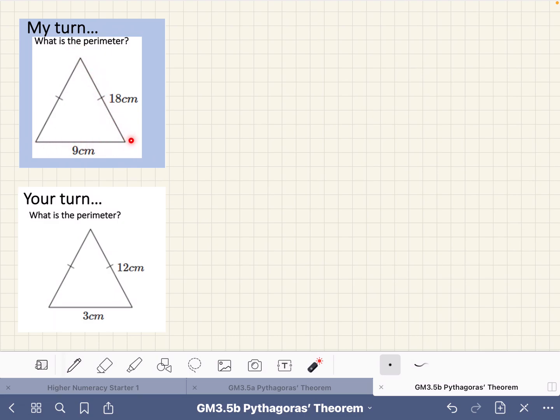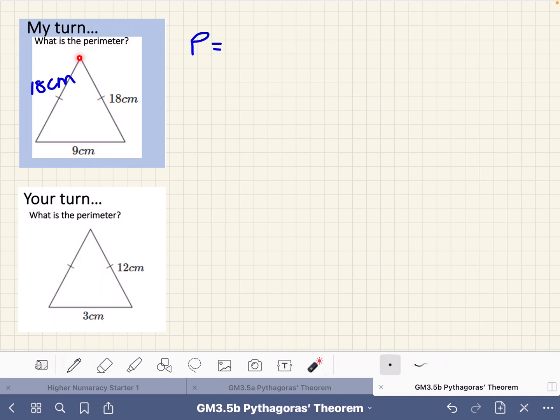and a side of 18. We should know that this side here is exactly the same length as that side there, therefore this side is also 18 centimetres. The perimeter of a shape is found by adding up all of the sides.